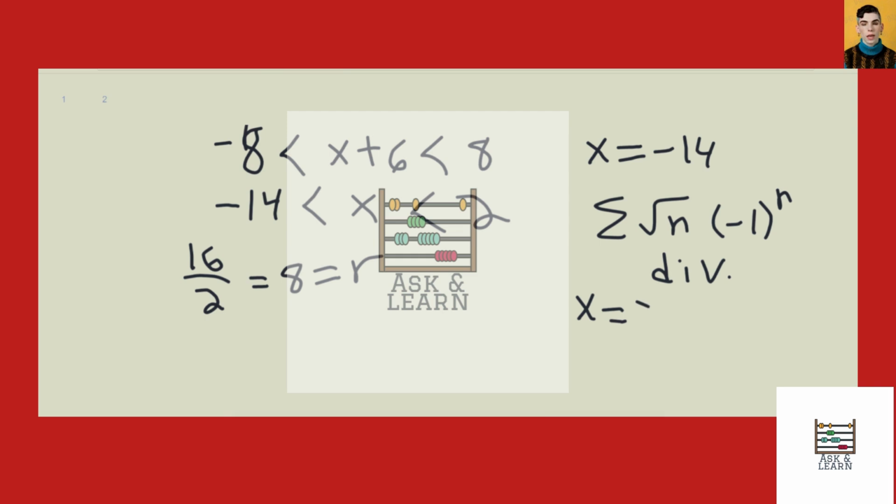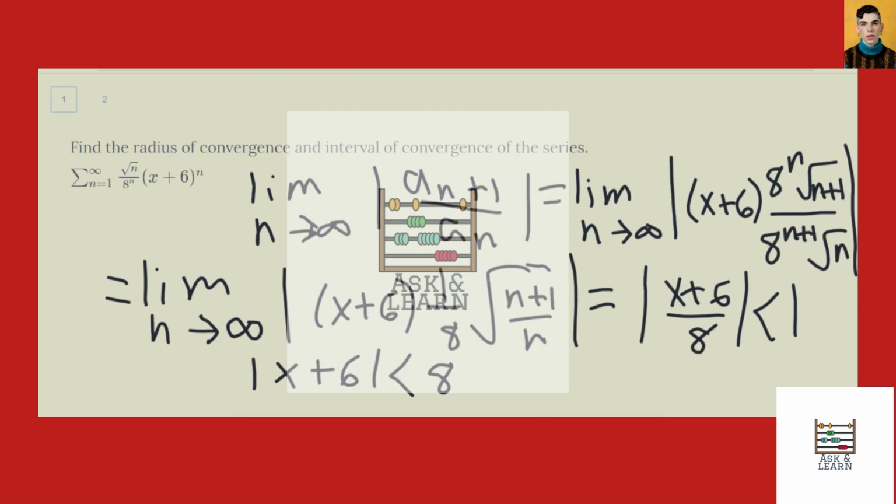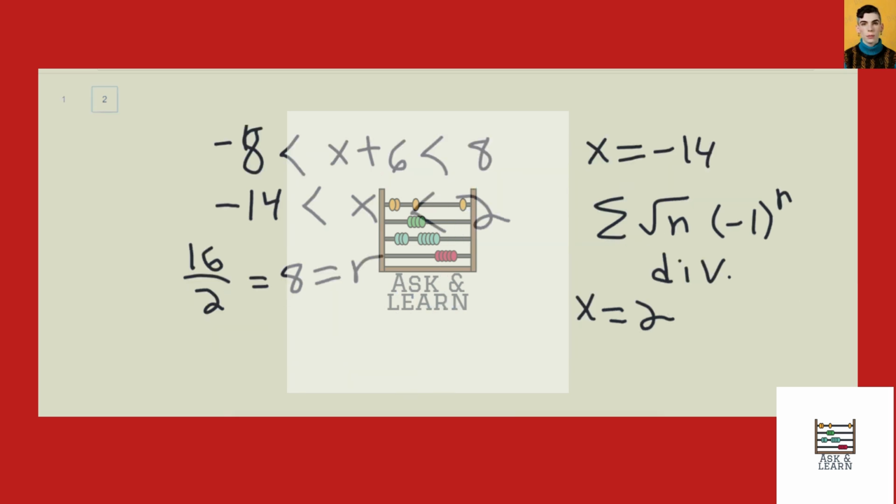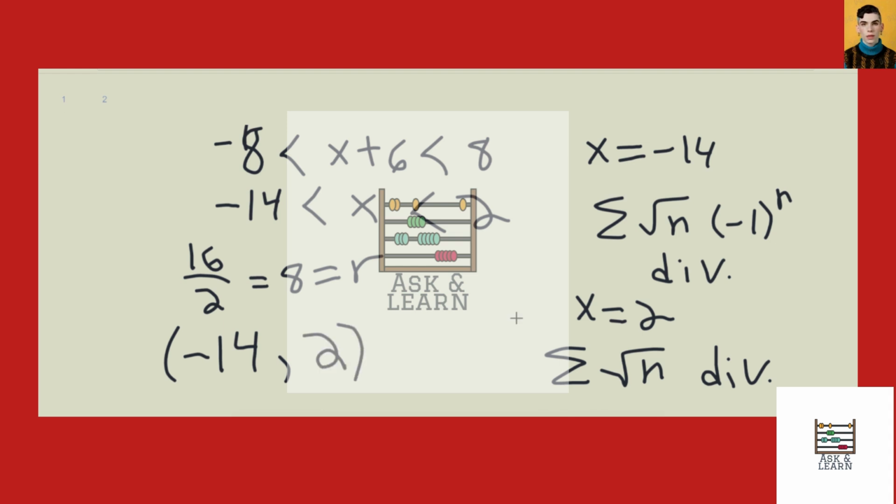Now we need to check the other endpoint, when x is equal to 2. If we plug in 2 here, we get 8^n. 8^n divided by 8^n will cancel out, so we'll just get the square root of n being summed up. And again, this certainly does not go to 0, so we can't possibly have convergence. So we'll get divergence there. So both of the endpoints we have to toss out. So this is going to be our interval of convergence.